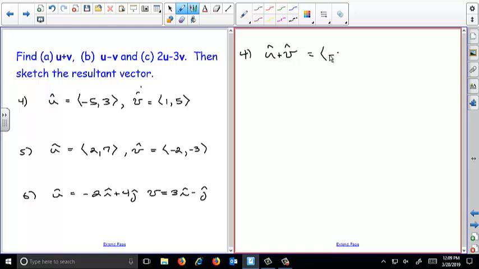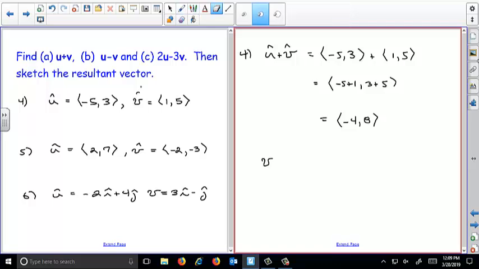So vector u is negative 5, 3, and we add that to vector 1, 5. And when you add vectors, you just add the components. So it's going to be negative 5 plus 1 and 3 plus 5, and you get negative 4, 8. And you could skip this step if you do it correctly. That's what I would do. I'd say negative 5 plus 1 is negative 4. 3 plus 5 is 8.